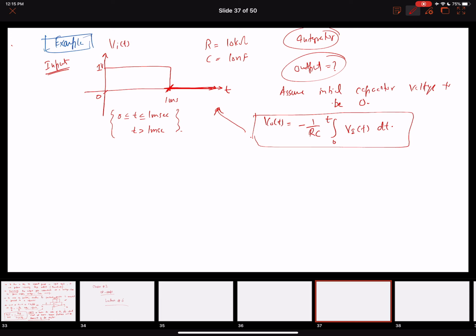Right? So our V naught of t is equal to minus 1 over RC, integral from 0 to t, of 1 dt. Let's also find out the value of RC, or 1 over RC. So 1 over RC equals 1 over, what is the value of resistance? 10 kilo into capacitance, 10 nano.